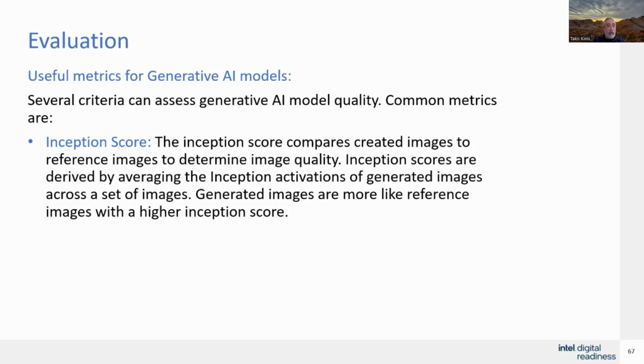One is what we call the inception score. This one compares created images to reference images. So for example, if I ask it to create a photograph of a cat riding a unicycle, I can look at it as a human being and say, oh yeah, that's kind of what that is. And then we can judge its quality.